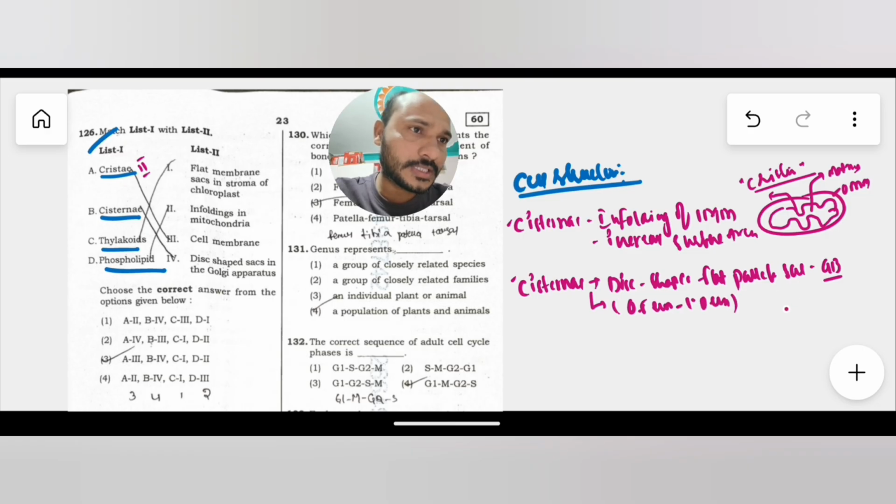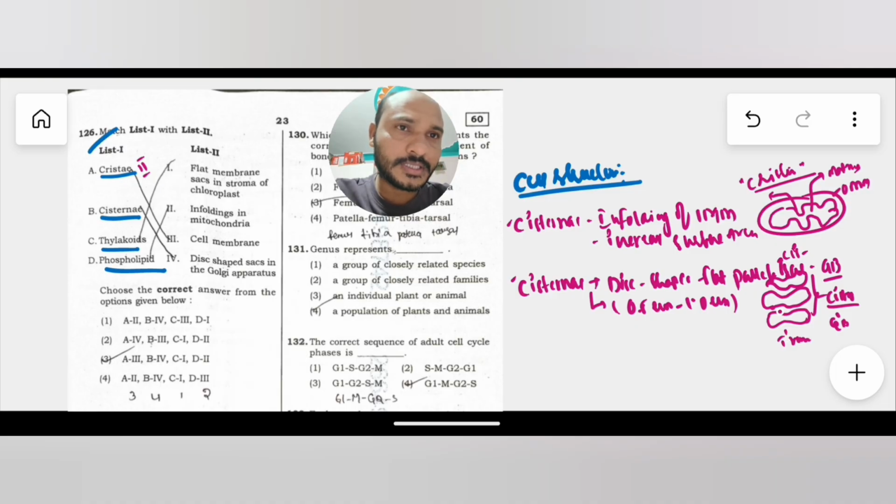So here in the cell we have these structures, and this structure is called cisterna. They are disc-shaped, flat, parallel structures, cisternae in Golgi bodies. In Golgi bodies, the cisterna has two faces: one is the cis face towards the nucleus, and the trans face towards the plasma membrane.